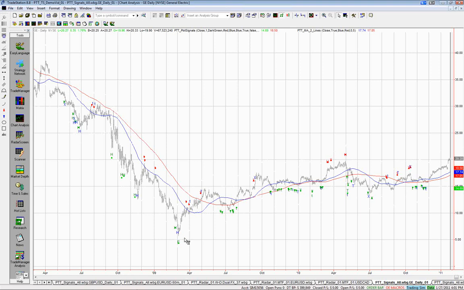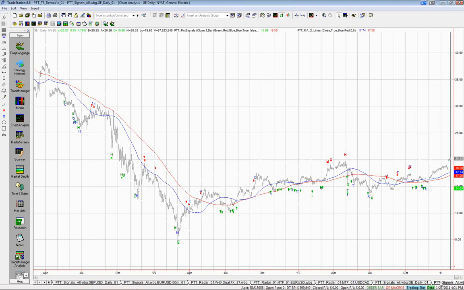You can set up the alarms in your toolbox as well, and you can set it up so it'll let you know when there's exhaustion reversals available. Great clues.